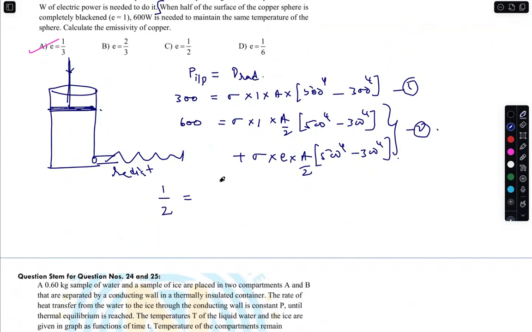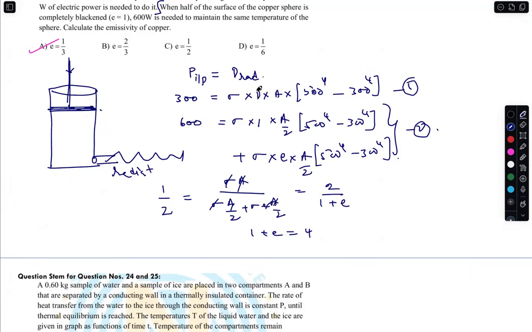Left side you will get 1 by 2. Right side you will get sigma A by 2 plus sigma EA by 2. You can even cancel sigma A. This will become 2 by 1 plus E. So therefore 1 plus E is 4. I think, 1 minute. Sigma A by 2, sigma EA by 2. Correct? 1 plus E is equal to 4. E must be less than 1 actually. Let me see if I have done any mistake.